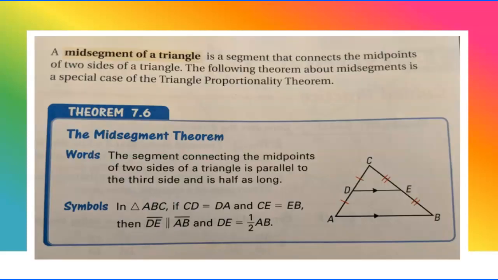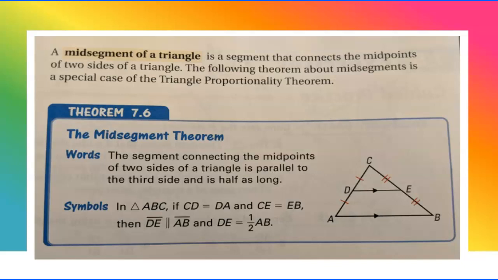All right, let's take a look at our last page, page 389, the mid-segment theorem. The mid-segment of a triangle, if you look above there, is a segment that connects the midpoints of 2 sides of a triangle. This isn't necessarily a proportional thing. This is connecting the midpoints, making both sides of that equal. So the following theorem about mid-segments is a special case of the triangle proportionality theorem.